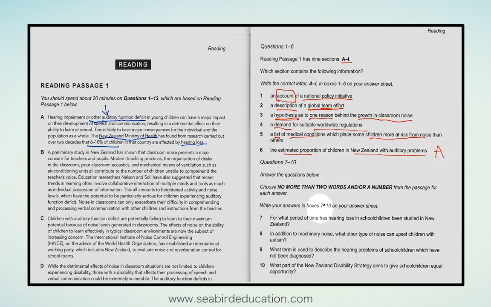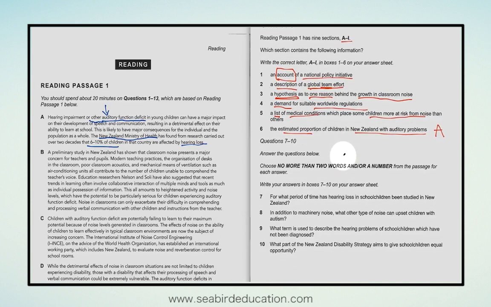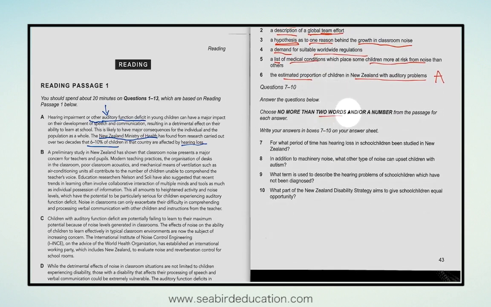And let's have a look at these questions down here. So no more than 2 words from the passage. So for what period of time has hearing loss in children been studied in New Zealand? So period of time, and the keyword is studied here. In addition to machinery noise, so in addition, what other type of noise can upset children with autism? That's important. What term is used to describe the hearing problems of children who have not been diagnosed? So what name is used to describe the hearing problems of children who have not been diagnosed?